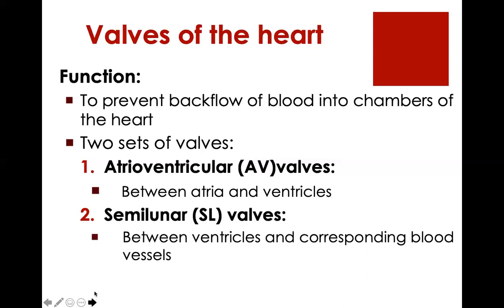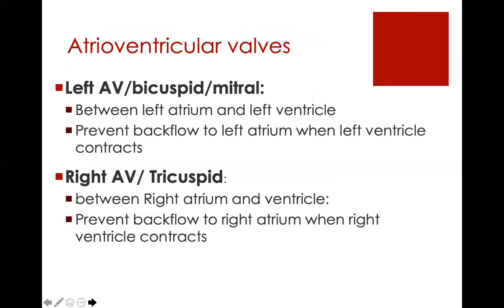So let's take a look at them in a little more detail. Now, the atrioventricular valves, there is one on the right-hand side, one on the left-hand side. The one on the right-hand side has 3 little flaps or cusps that form the whole structure, and therefore we refer to it as the tricuspid valve. Hence, the word tri implies 3. Again, this valve is located between the right atrium and your right ventricle. When your right ventricle is contracting, you don't want the blood to backflow into the right atrium.